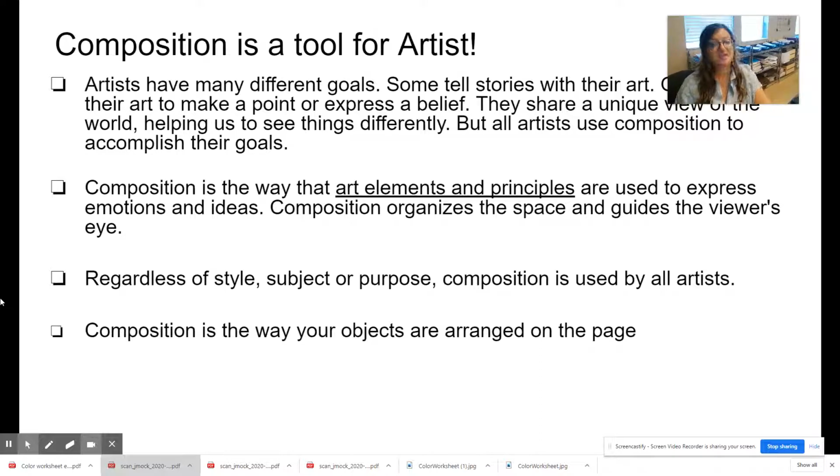But every single artist uses composition as a tool, and composition is a way that the elements and principles of art are used to express emotion and ideas and really organize a space that guides the viewer's eye. So regardless of style, subject, purpose, composition is used by all artists. It is very important to becoming a good artist, and it's really just how things are arranged on a page.